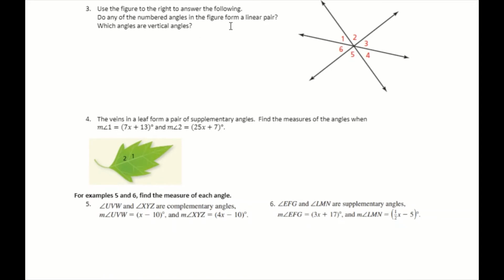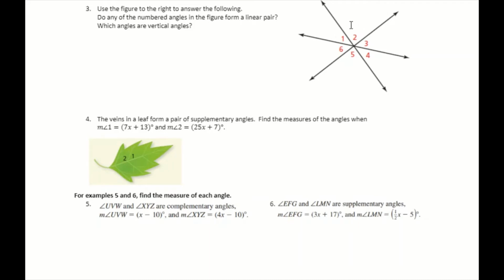All right, number 3. Use the figure to the right to answer the following. Do any of the numbered angles form a linear pair, and which angles are vertical angles? So actually, do we have a linear pair here? I don't think we do, because any given line is going to be split up amongst 3 angles. There's no 2 angles that lie on a line next to each other. So yeah, we're kind of out of luck there. There's no linear pair here.